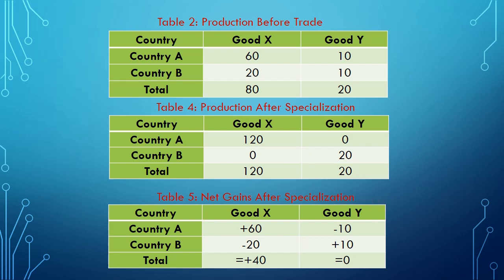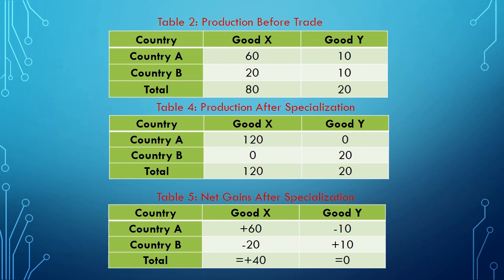How do I get this table 5? You have to compare table 4 and table 2. Before trade, this is also production before specialization. So you have to compare these tables with these tables.